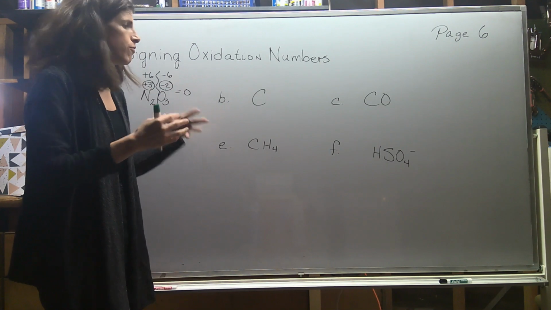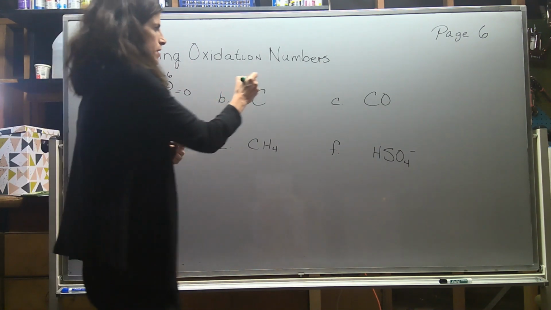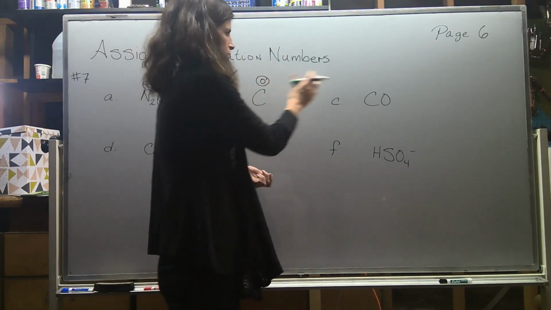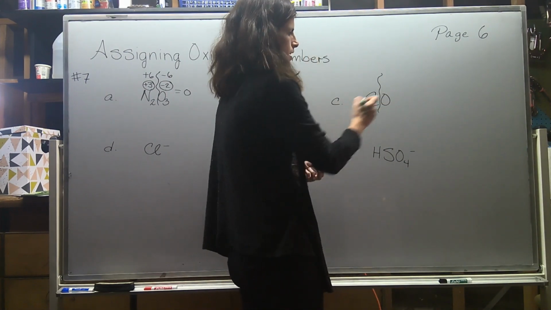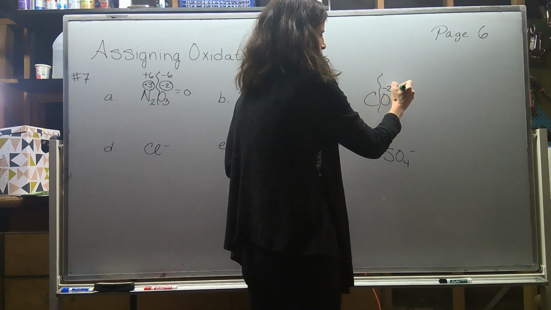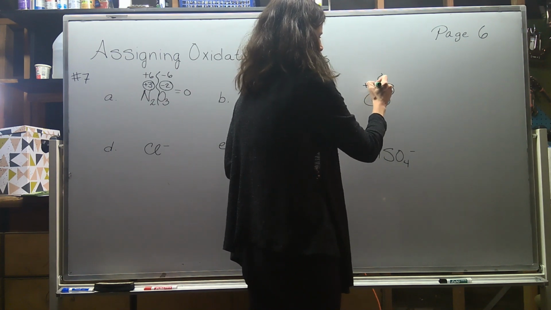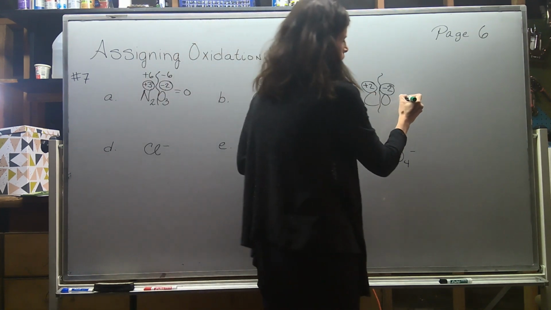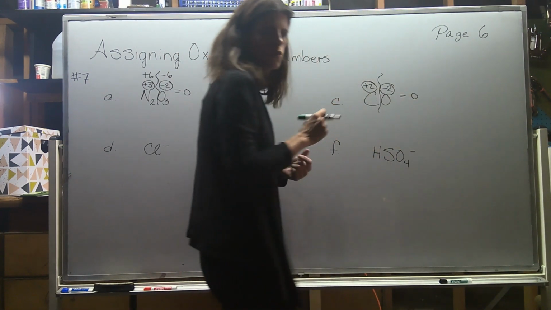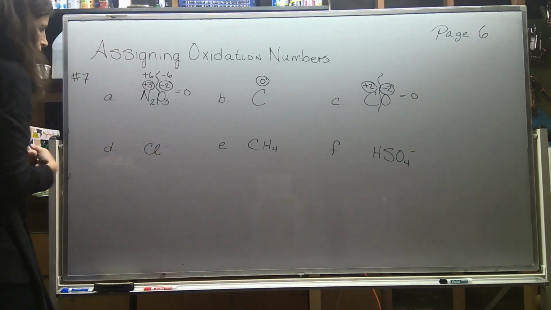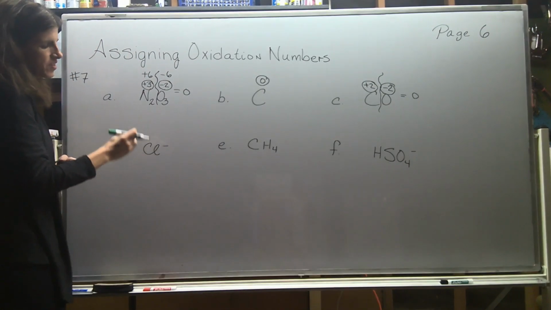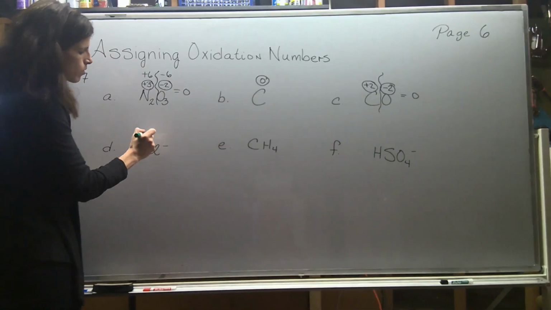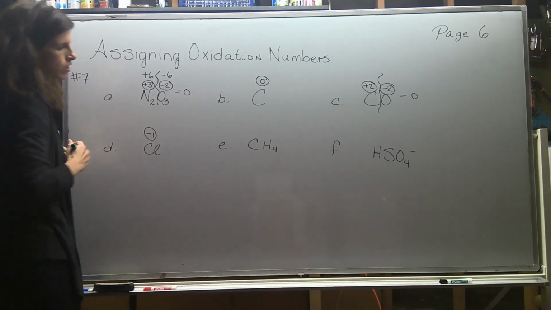Carbon by itself, or anything by itself, anything elemental, will have an oxidation number of 0. Carbon monoxide. So we're going to do a -2 on our oxygen and a +2 on our carbon. There's 1 carbon and 1 oxygen, and they have to equal 0 because it's a neutral compound. When you have a single ion like chloride, the oxidation number is the same as the charge. So this is just going to be a -1.